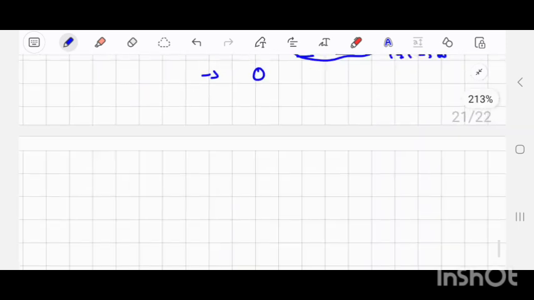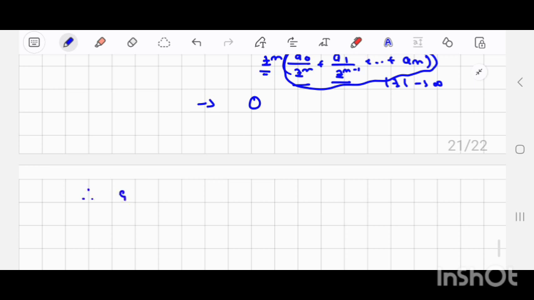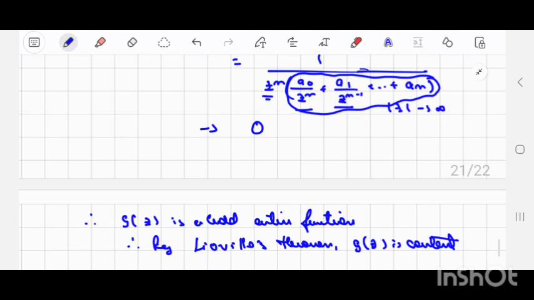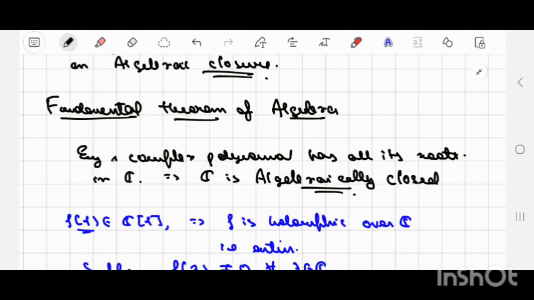So that means, since f is entire, g of z is also entire by the properties of entire functions. So therefore, this means that g of z is a bounded entire function. I am not giving the proof, I am just giving a scratch work. Therefore by Liouville's theorem, g of z is constant. So have I chosen it to be not every complex polynomial, I am sorry, every non-constant complex polynomial.